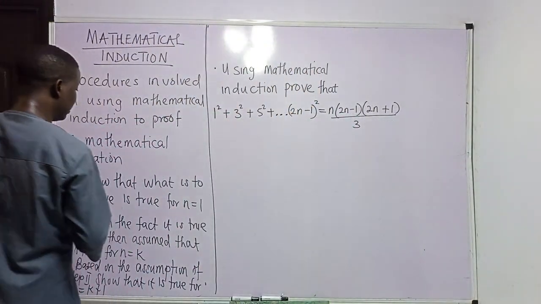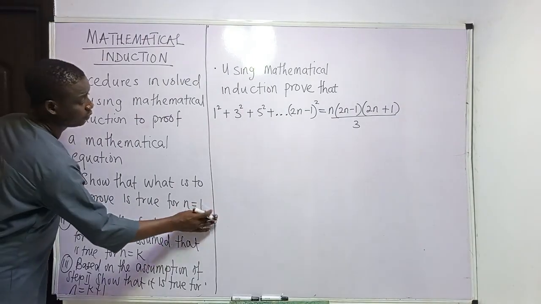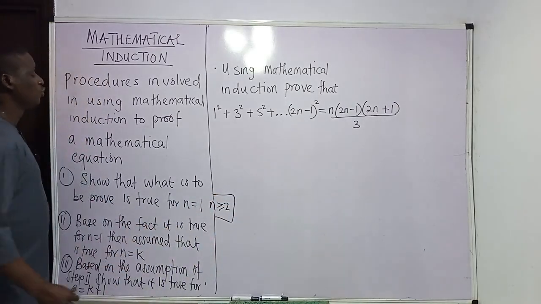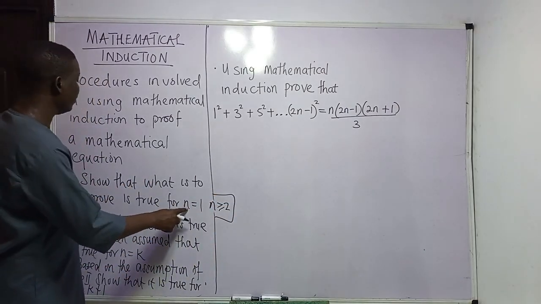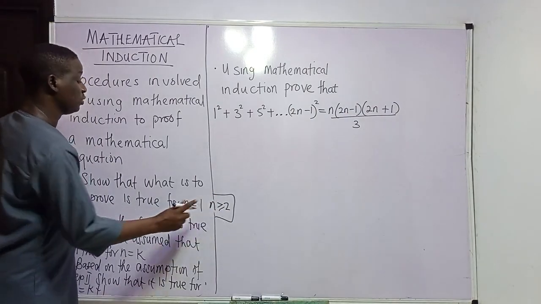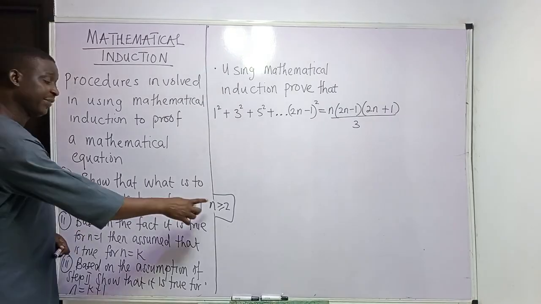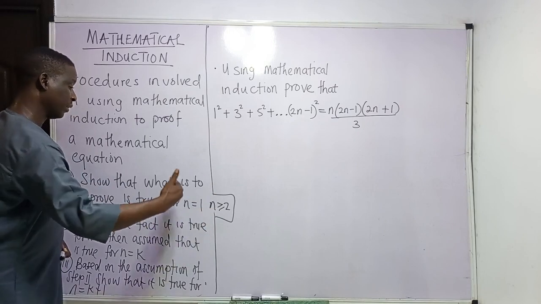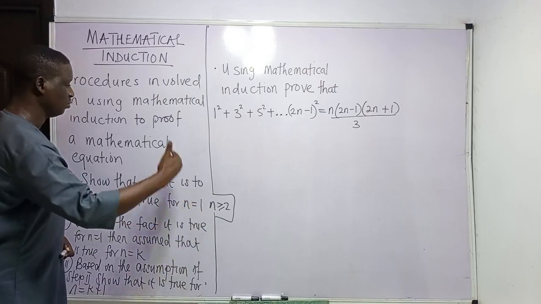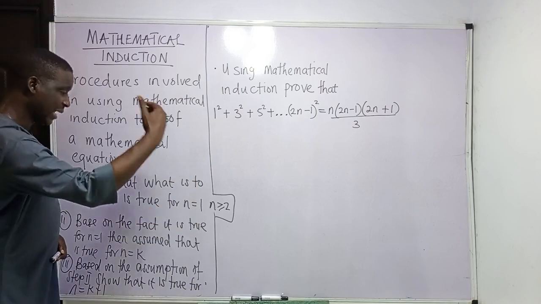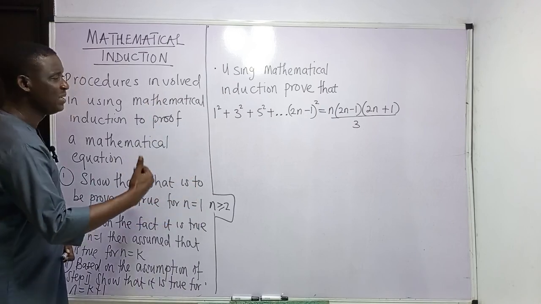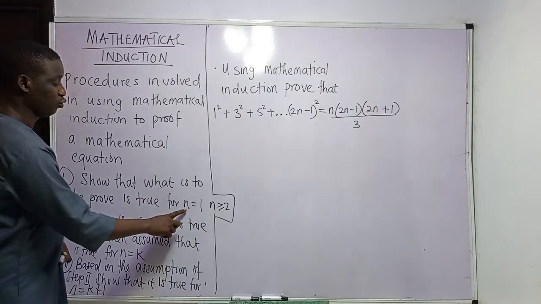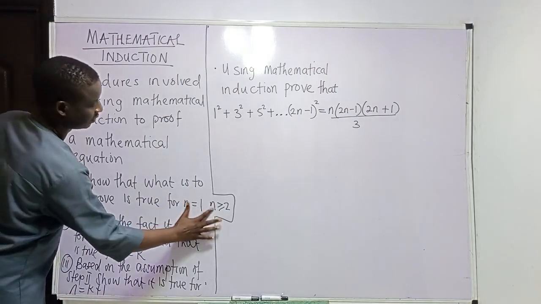Although in some cases they might give you that n is greater than or equal to 2. It means that your n should not start with 1, your n should start with 2. If you are given a conditional statement using an inequality symbol showing that n should be greater than or equal to 2, or n greater than or equal to 3, it means that you start from 2, or 3, and do your test. You will not need to start from n equals 1.